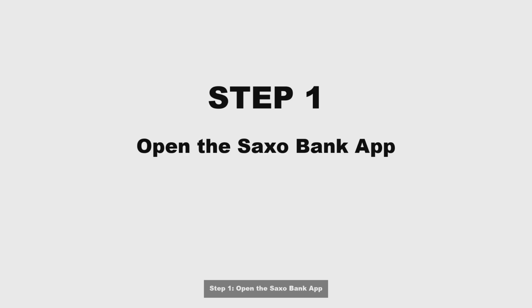If you've locked your card with Saxo Bank and need to unlock it, follow these simple steps to regain access. This guide is designed for beginners to help you through the process. Step 1. Open the Saxo Bank app. Launch the Saxo Bank app on your mobile device. Make sure you are connected to the internet and have your login credentials ready.